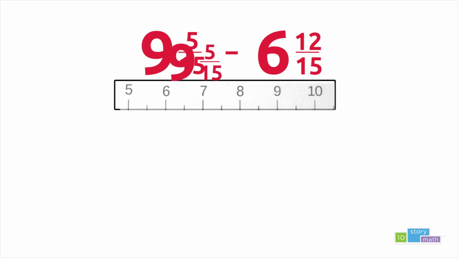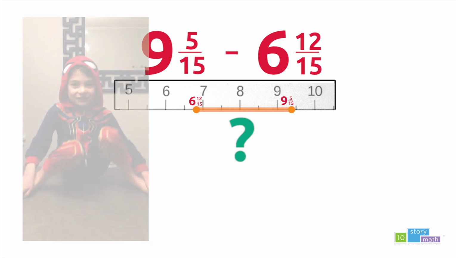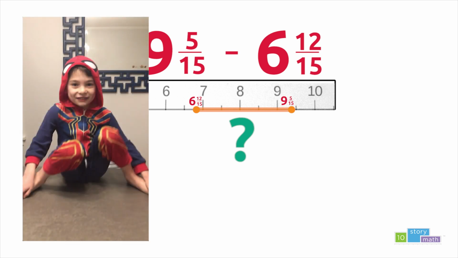Another strategy that may help you solve this sort of problem is to see it on a number line. 9 5/15 is between 9 and 10. 6 12/15 is between 6 and 7. Let's think of subtraction as the distance between the two numbers. How far apart are they? As we use this strategy, I want you to step way back, all the way to the time you were a kindergartner, and try to think about how you might have thought of subtraction then.